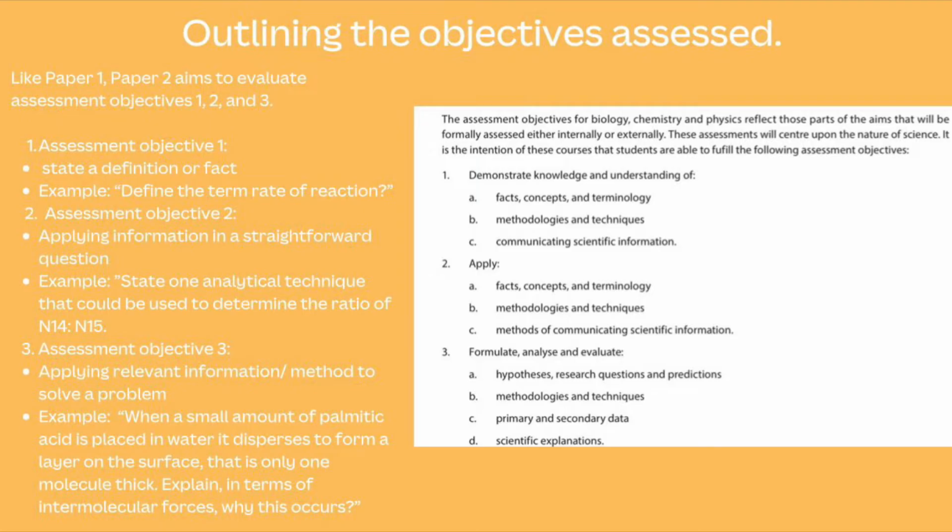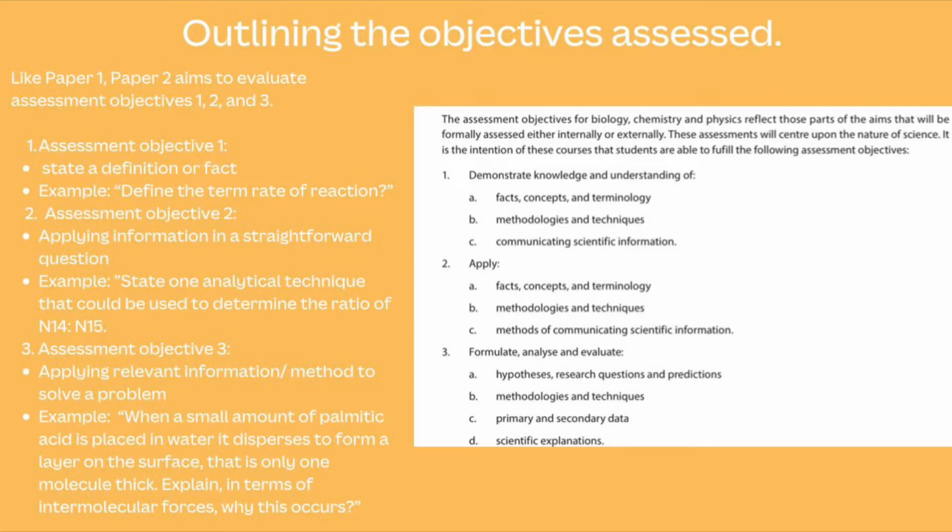Define the term rate of reaction. This is a very straightforward question and assesses your knowledge on scientific terminology. Another question you could be asked is to state analytical techniques that could be used to determine the ratio of N15 to N14. Here, objective 2 is being assessed, and you're being asked to apply your knowledge to answer a straightforward question.